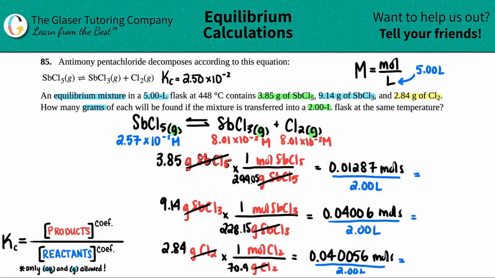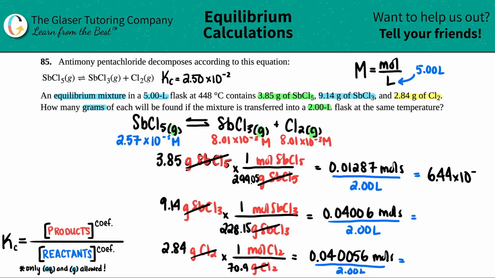And now, let's figure it out. 0.01287 divided by 2. Now you can obviously do this procedure over again on paper if you wanted, because that's technically what you would have to do. But I'm just going to go straight from here because we have the information. I guess we'll do 3 sig figs here. So this is 6.44 times 10 to the negative 3 molarity.